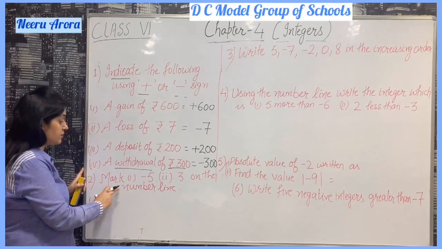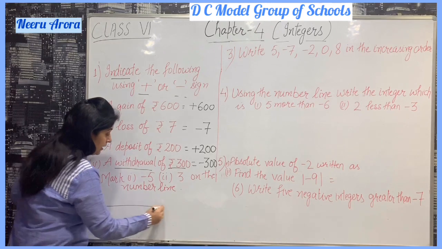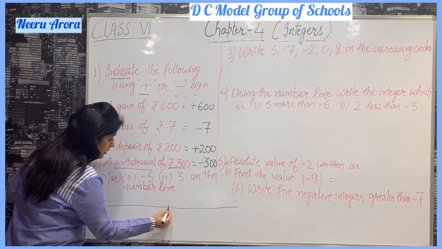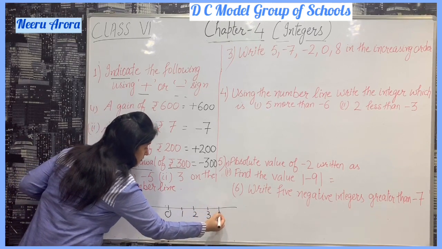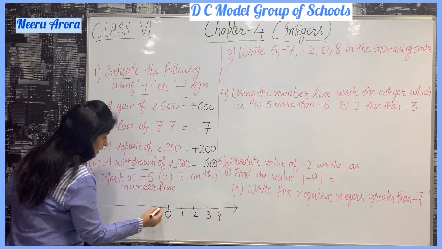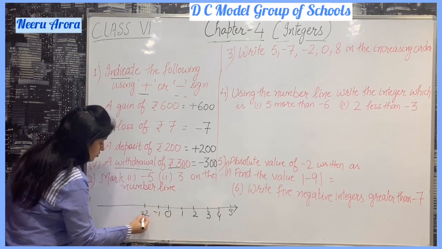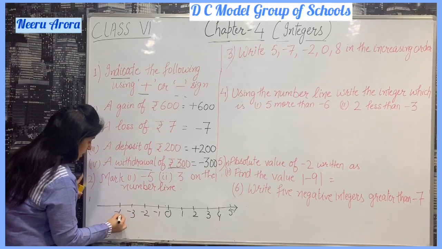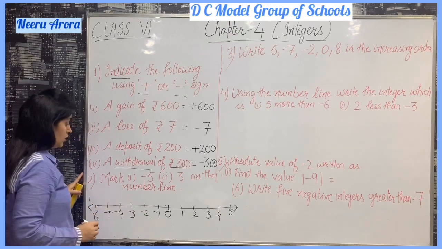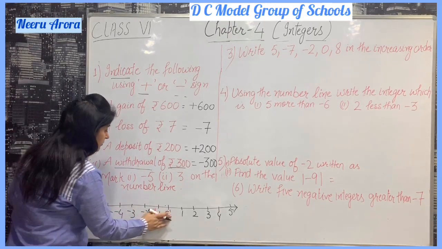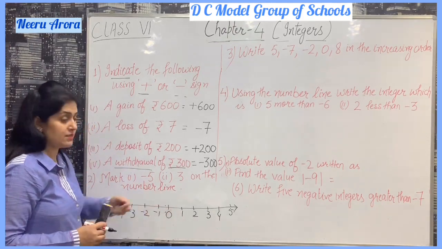Now the second question is: mark minus 5 and 3 on the number line. So we know what a number line is. First we draw the number line. Just plot integers, all positive and negative numbers, on the number line. Here it comes 5, minus 1, minus 2, minus 3, minus 4, minus 5, minus 6. So we have drawn the number line. In the middle it is 0. The distance should be the same between consecutive numbers.